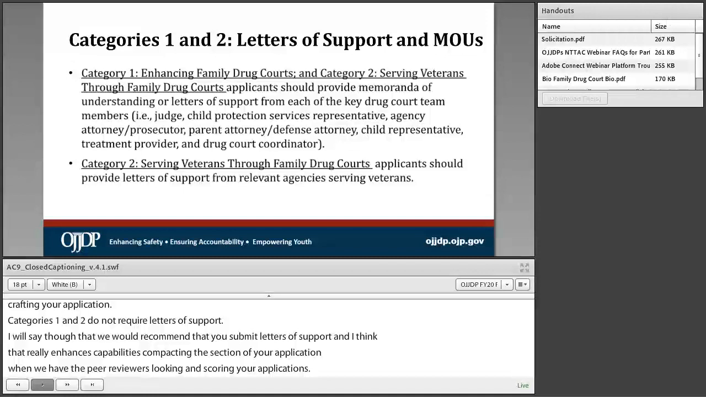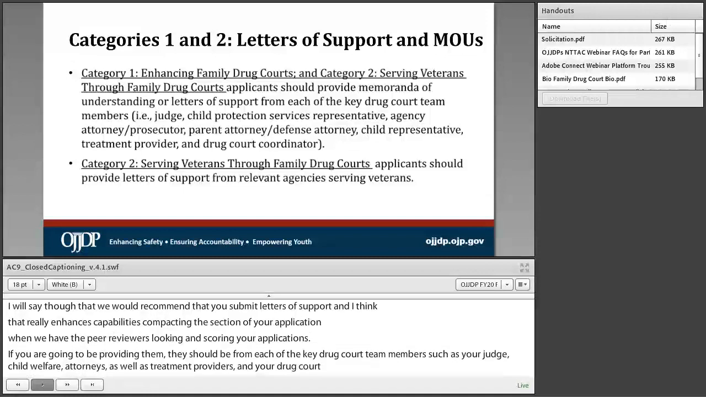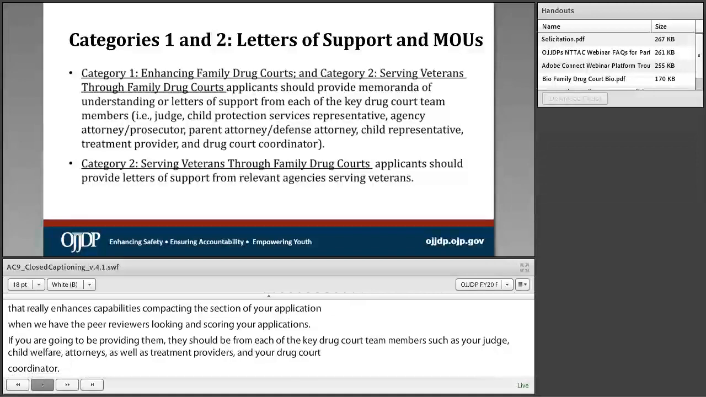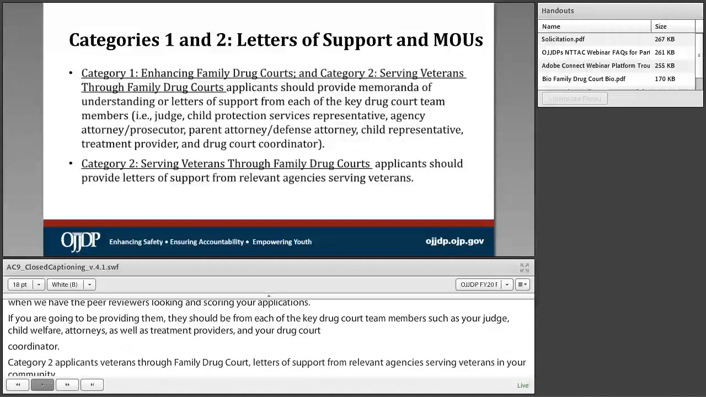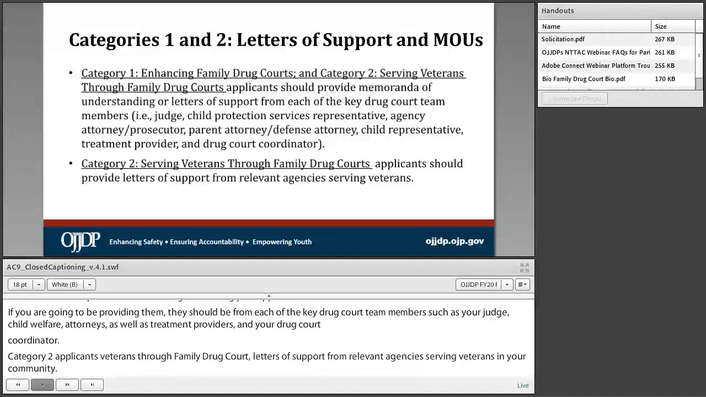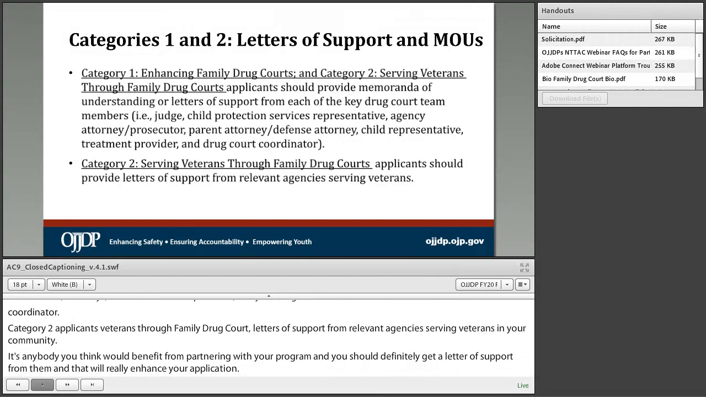For Category 2 applicants, serving veterans through family drug courts, get letters of support from relevant agencies serving veterans in your community, anybody you think would benefit from partnering with your program. You should definitely get a letter of support from them. It will really enhance your application. But again, letters of support are not required or mandatory for categories 1 and 2. I would just say I strongly encourage you to get them and include them in your application. It's a real star on your application.